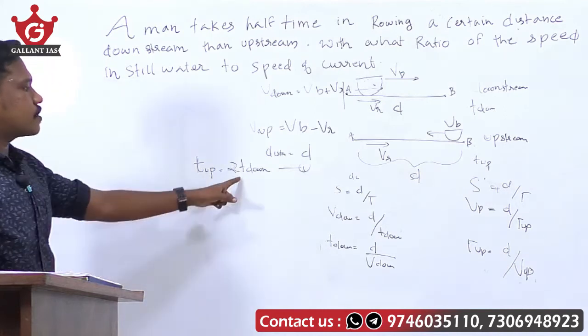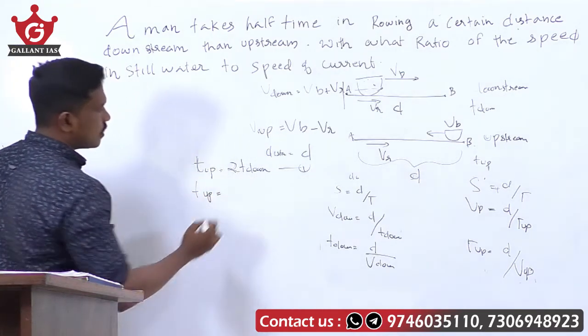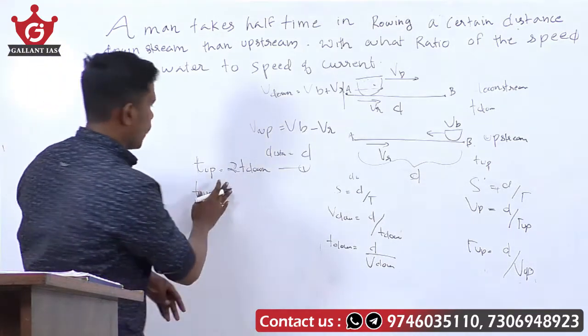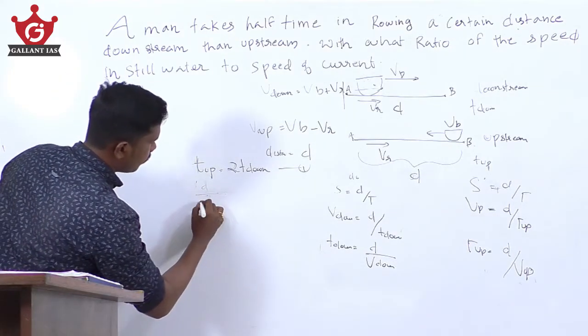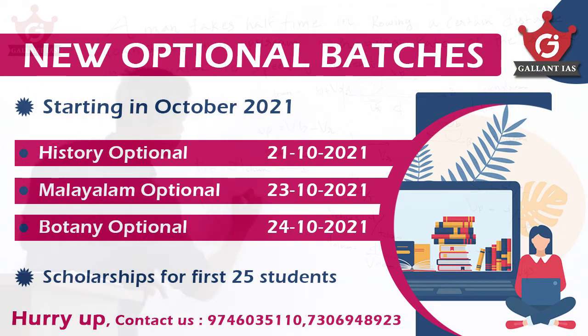Now take the condition here. T up is equal to 2 times T down. So just substitute the value. T up is D by V upstream, right? D by V upstream is equal to 2 times D by V downstream.